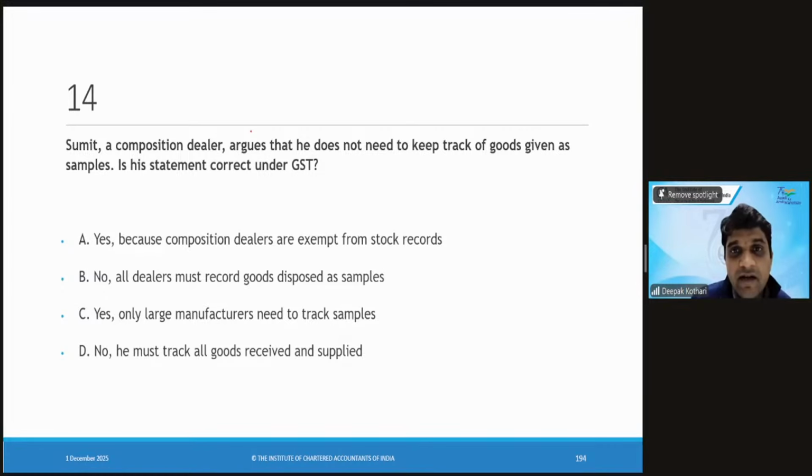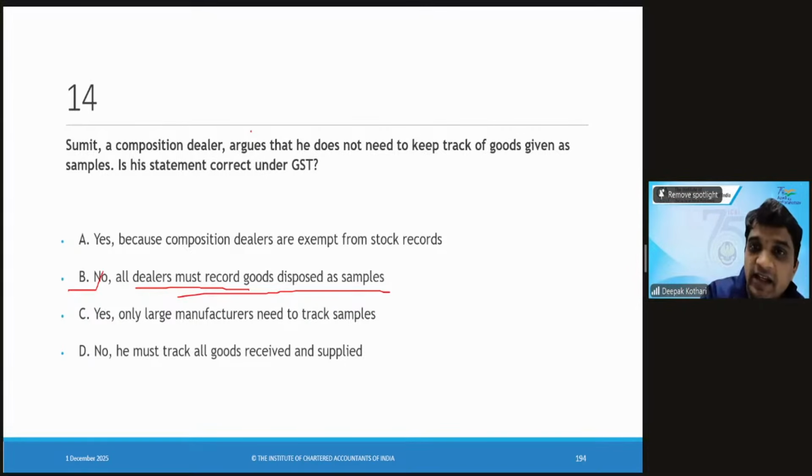That's why the record to be maintained is, even if it is a free sample, all dealers must record the goods disposed as samples, because the ITC on them will be blocked. That is why this record maintenance has relevance. It's not that they just tell you to maintain something; there is definitely relevance. Correct, because it prevents misuse of input tax credit and ensures audit compliance. Well portrayed, Nagraj.